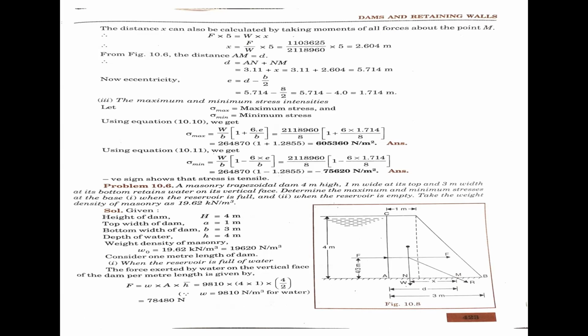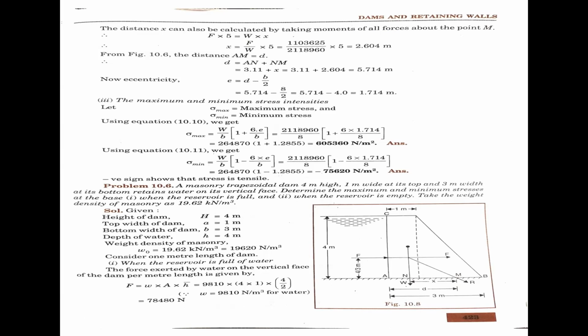Now write the given data. See the diagram. Height of the dam, capital H, overall height 4 meters, and the top width of the dam a equals 1 meter, and the bottom width of the dam is given as 3 meters. Small b equals 3 meters. Depth of the water you also have to take as 4 meters. Weight density of masonry is also given in this problem. W naught equals 19.62 kilonewton per meter cube, that is 19620 newton per meter cube. So consider 1 meter length of the dam.